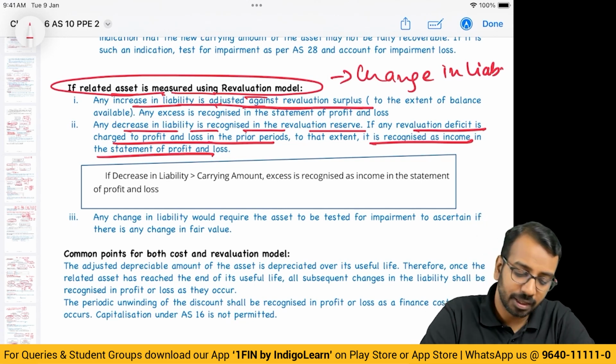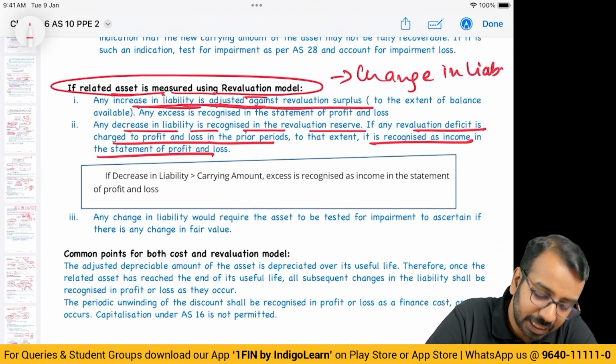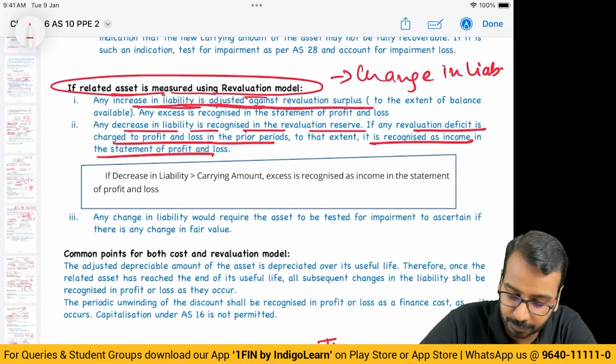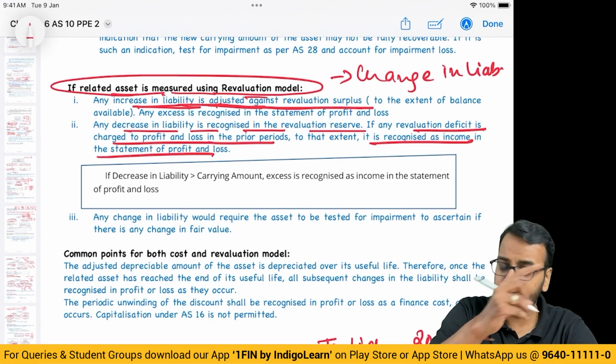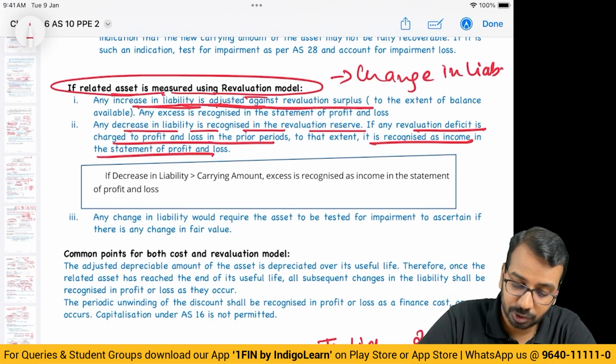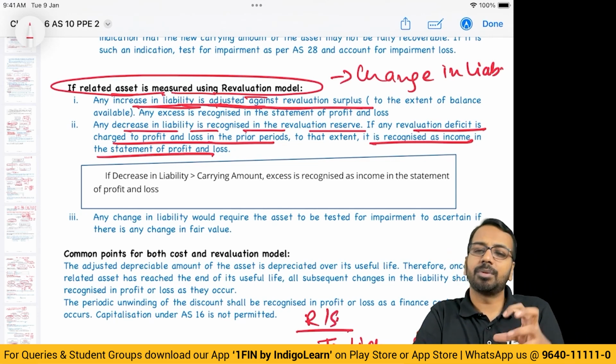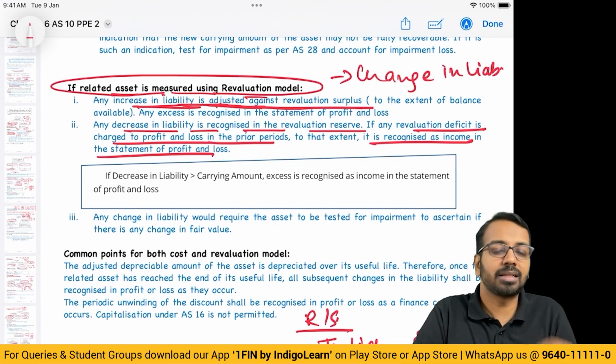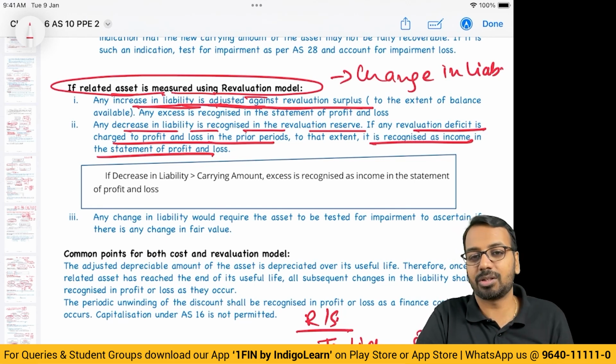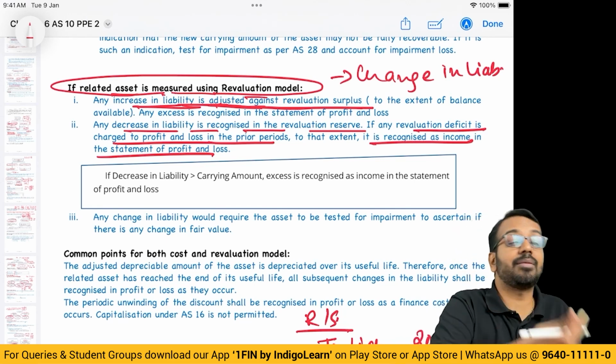What is the meaning of that? If the liability has increased, so I have to credit something to liability 20. I have to debit something, right? So I will debit revaluation surplus. Sir, why are we not debiting PPE? Because PPE is already valued at the fair value or using the revaluation model. So we will not again increase the value of PPE.